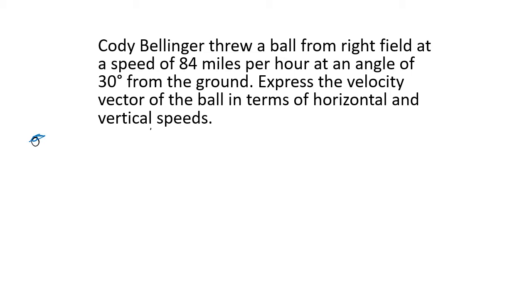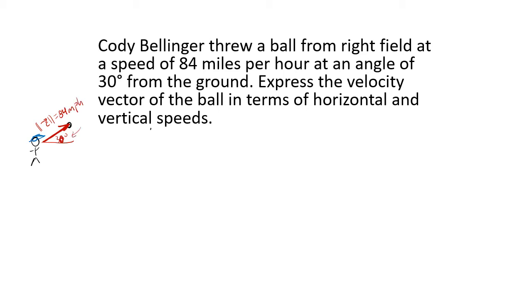Okay, and he's going to throw this ball at, I'd say, an angle of 30 degrees. So here's the ball over here. He threw it, and this angle is 30 degrees, and it's going at a magnitude, right? The magnitude of this vector. Let's say the vector is vector c for Cody. Okay, the magnitude of vector c is 84 miles per hour, and it's going at an angle of 30 degrees from the horizontal.